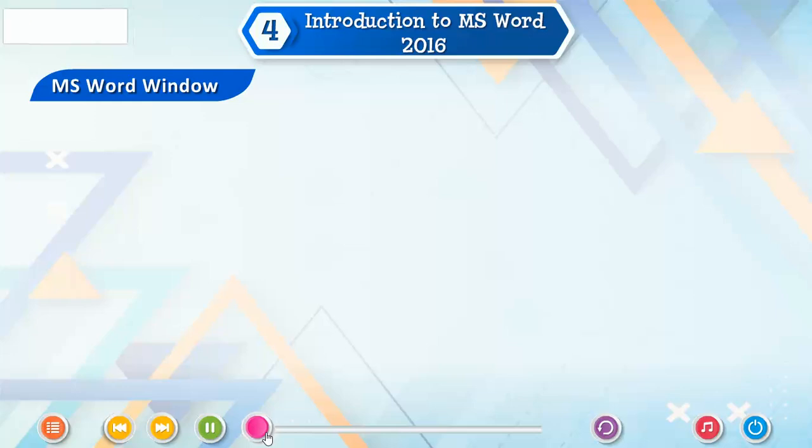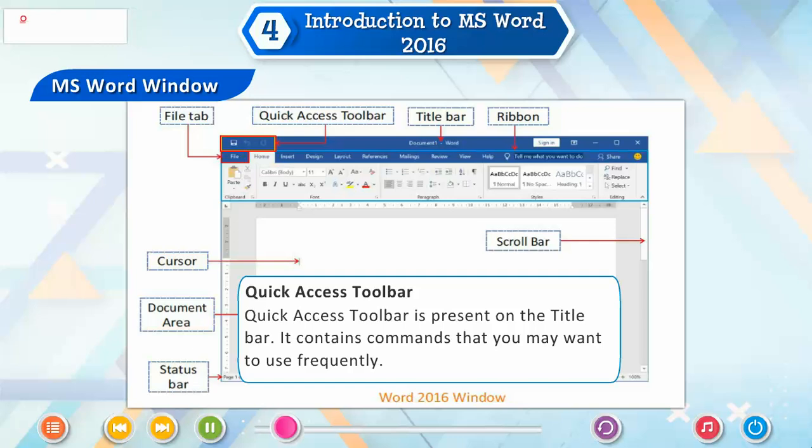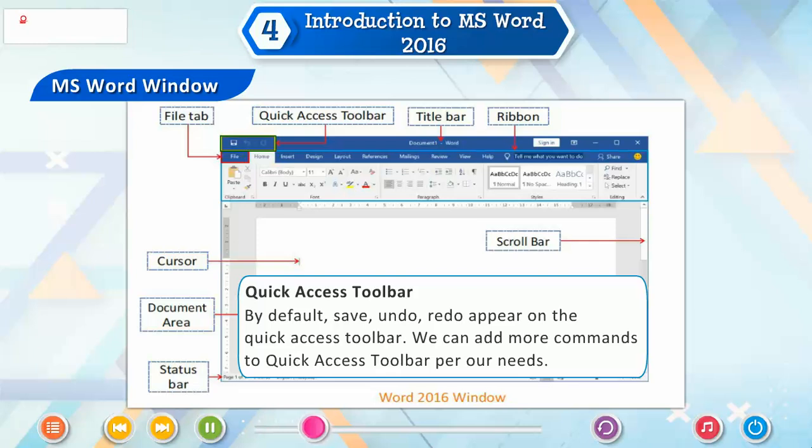MS Word window. Title bar. Title bar is present on the top of the window. It shows the program and document titles. Quick Access Toolbar. Quick Access Toolbar is present on the title bar. It contains commands that you may want to use frequently. By default, Save, Undo, Redo appear on the Quick Access Toolbar. We can add more commands to Quick Access Toolbar as per our needs.